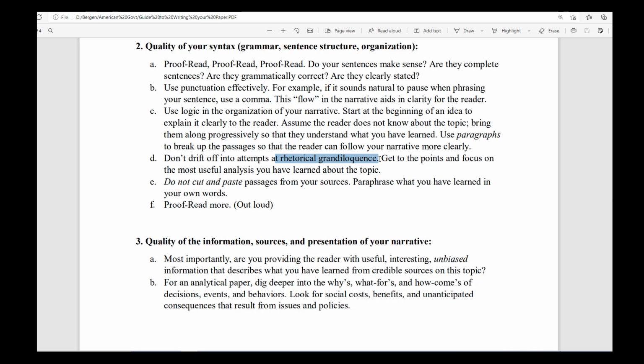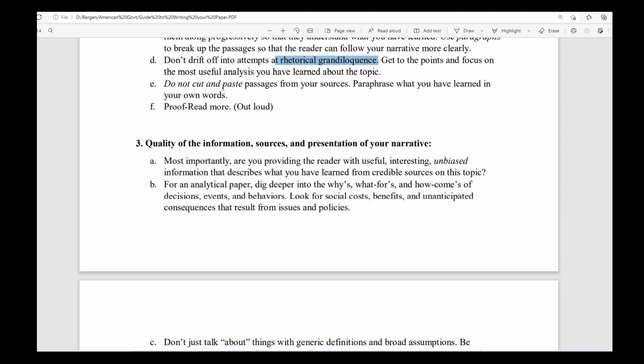Don't try to write in flowery prose. You just want to get your point across. This is not a creative writing class. You're just trying to describe what you've learned about the topic. We've already talked about do not cut and paste anything. We'll talk about quotes here in a minute. You want to use your quotes sparingly so that they have more effect. You want to use quotes that really nail the point home, for example.